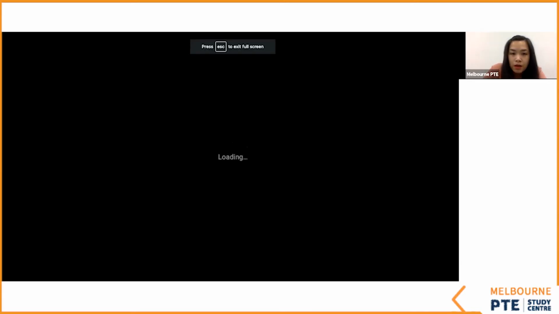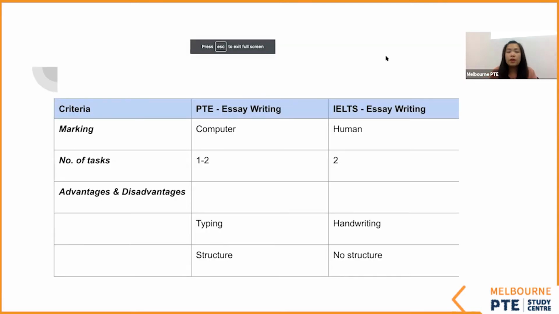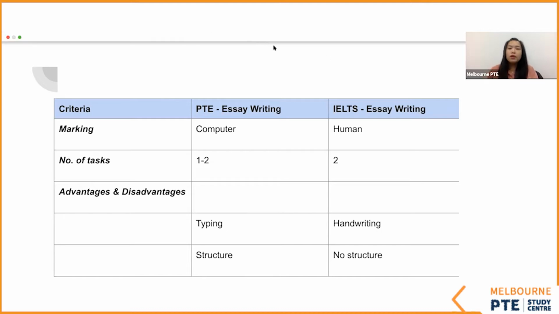Essay writing. Now, I believe some of you already took the IELTS exam, right? So if you took the IELTS exam and now you have to take PTE, it's completely two different exams, I would say. One is a computer exam. The other one is a paper exam and it's marked by human. But for PTE, it's all about the computer. You do the exam on the computer and a computer marks your exam. There's no human intervention, okay?